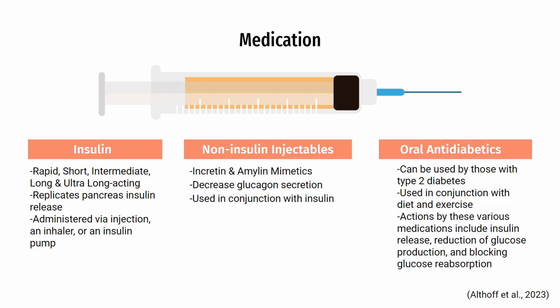Oral antidiabetics can be used alongside diet and exercise by those diagnosed with type 2 diabetes. These various medications can reduce the production of glucose by the liver, stimulate the release of insulin from the pancreas, block reabsorption of glucose by the kidneys, or slow carbohydrate absorption by the intestines. Non-insulin injectable medications include incretin and amylin mimetics. Incretin mimetics decrease glucagon secretion, which then triggers the release of insulin. Amylin mimetics are used in conjunction with insulin and help reduce glucagon secretion.